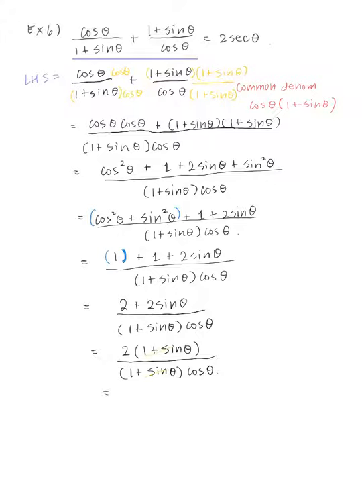So what do we get here? So we have 2 over cosine of theta, which is what? This is the same thing as 2 times 1 over cosine of theta. So this is 2, and 1 over cosine is secant. Whew. So that is our right-hand side. So we're done.